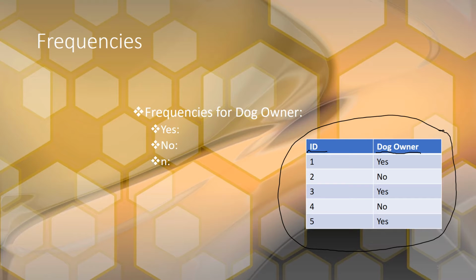So we want to get the frequencies for each category in the variable dog owner. We have 2 categories. We have the category yes, and we have the category no. So you want to count how many people are in each category. So first we'll count how many people are in the yes category. There's 1, 2, 3. So there's 3 people in the yes category.